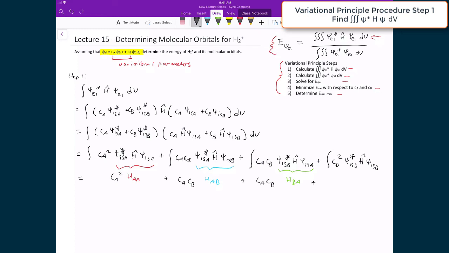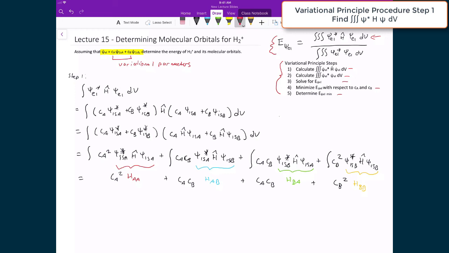And then finally, this last one, psi star 1SB with the Hamiltonian applied to 1SB, I'm going to write as HBB. And of course, the constant CB squared will appear out front. We're also going to simplify this further.